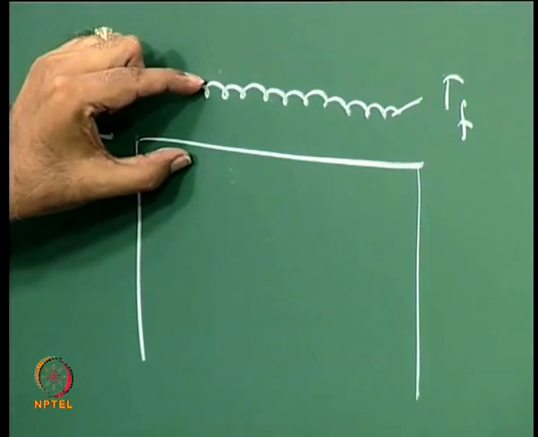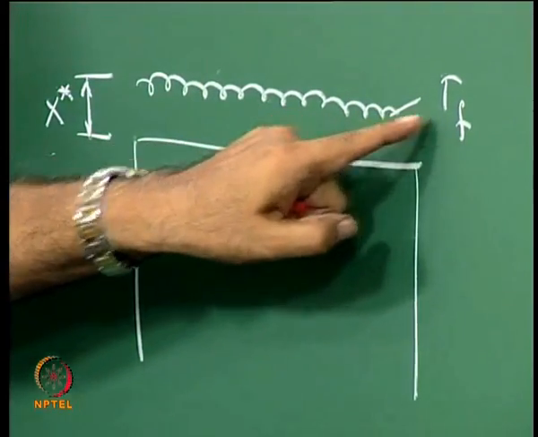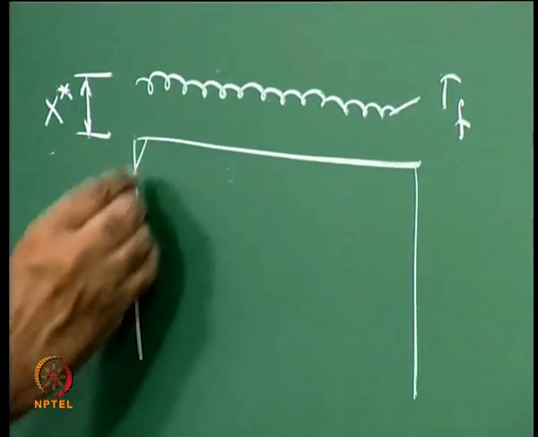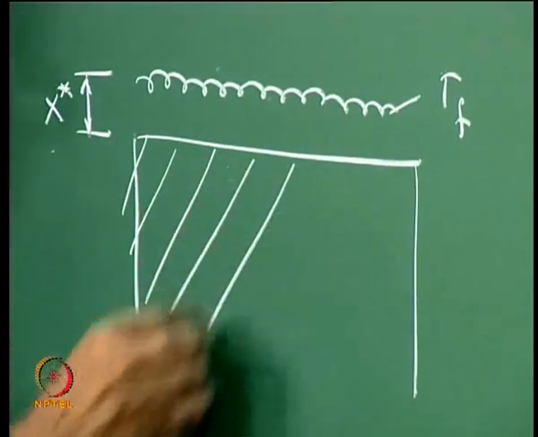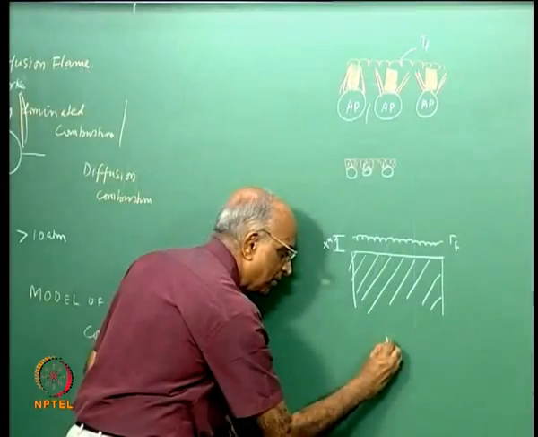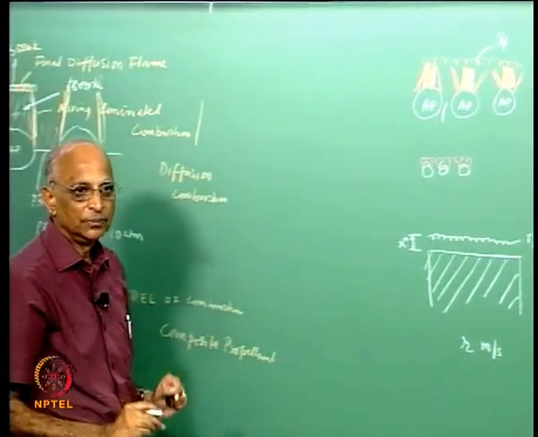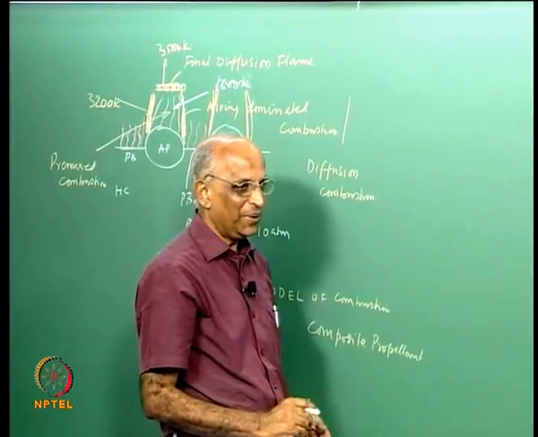Therefore, now I think I am in a position to write an equation for this. The final temperature is Tf. Well, this is the propellant surface over here. I am interested in writing an equation for the burn rate, so many meters per second. Now, this we can readily do.